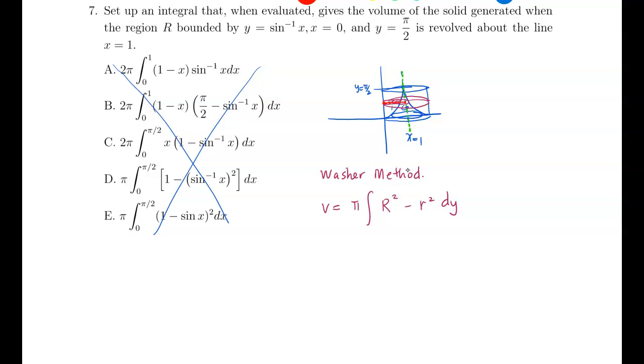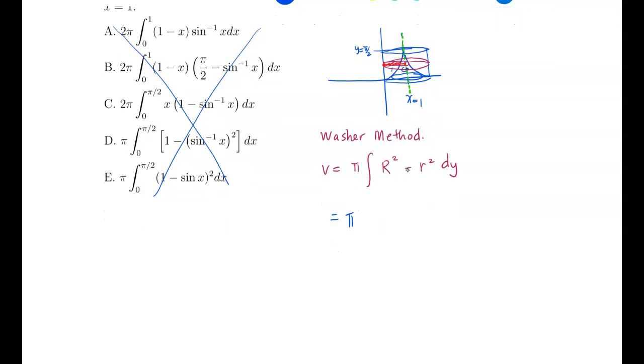Right minus left. So that means when you set up the outer radius, it is the left function, which is 1, minus the right. What is at the right? Right is this x equals 0. So minus 0. So you just square that.